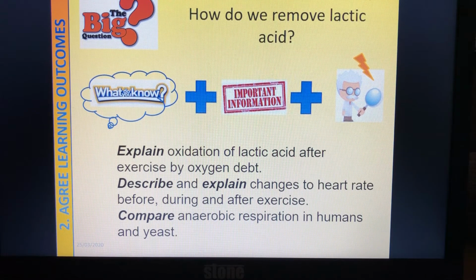Okay, title for today, how do we remove lactic acid? So books out, open up to the right page, how do we remove lactic acid? Everybody writing down the title, please. Try to make this as real time as possible so you don't have to keep pausing. Don't forget to write your date. I'm not going to say what the date is anymore in case I reuse the video.